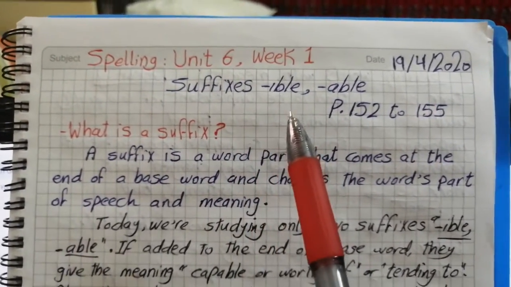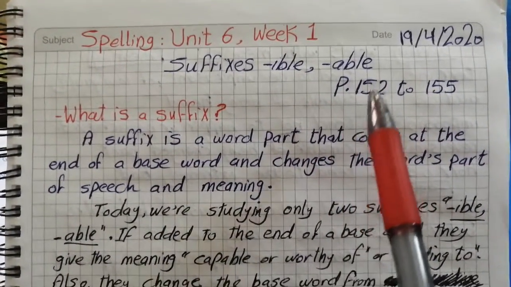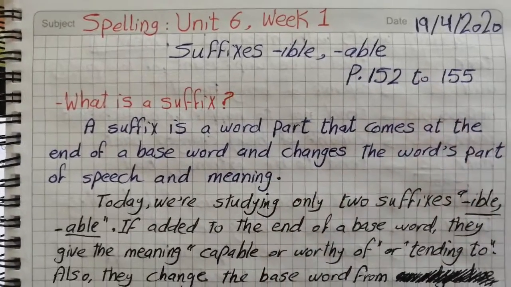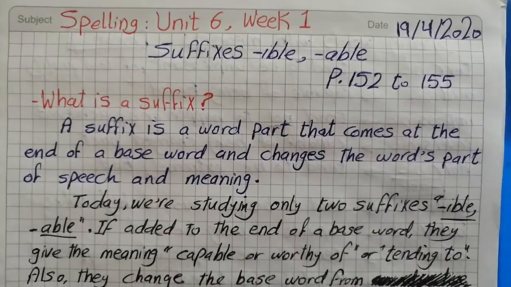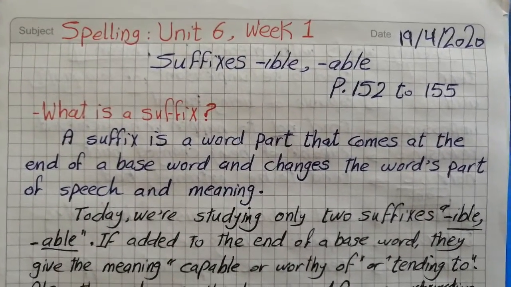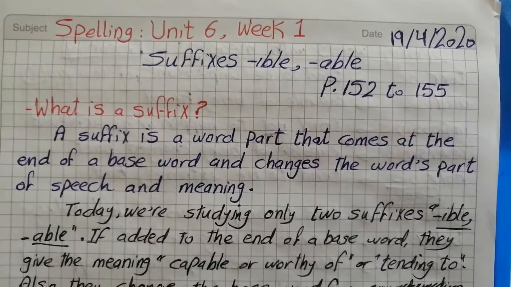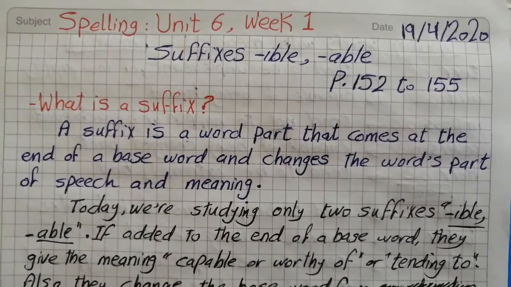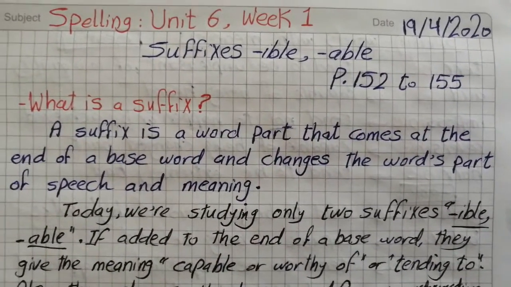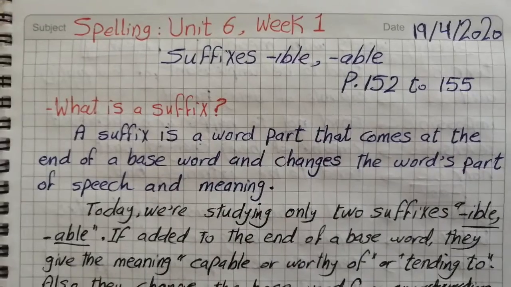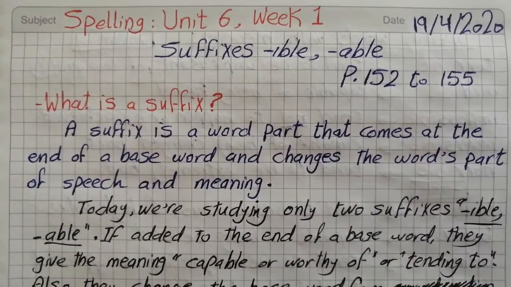Suffixes IBLE and ABLE. Spelling book page 152 to 155. Still we are learning about something called word formation. In this part we are learning how to form, how to create new words by adding suffixes. In the previous lessons, we were talking about different kinds of suffixes. In this lesson today, we are just focusing on two kinds of suffixes, IBLE and ABLE.